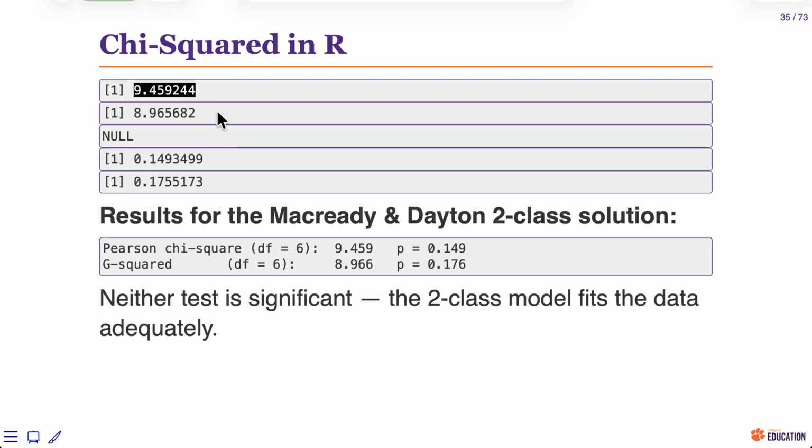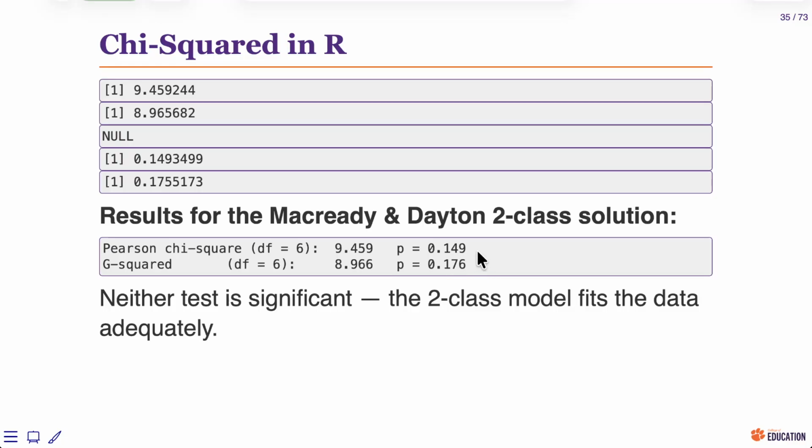This was the chi-square. This is the Pearson chi-square. The p-value is 0.149. The g-squared is a maximum likelihood-based version of chi-square. It follows the same chi-square distribution. And in the limit, as n goes to infinity, they should both converge to the same number. And they're roughly the same here.